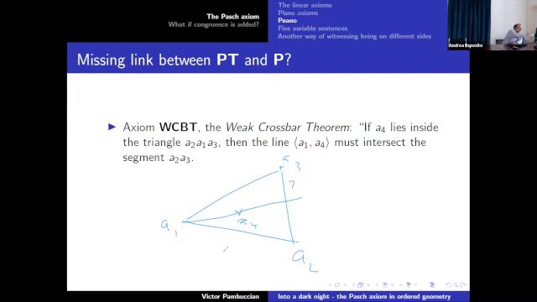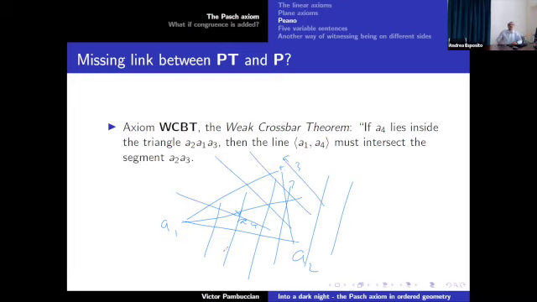Because if you think of the side here, that's that, right? And if you think the other side is this. So the intersection of those is just the inside of that angle, yeah? And so if you know that A4 is inside the angle, then the ray A1, A4 should be intersecting this. That's the classical crossbar theorem. It can be proved with Pasch's theorem.